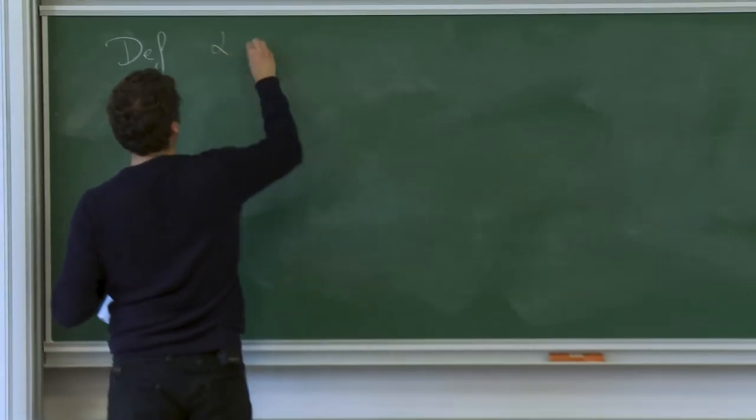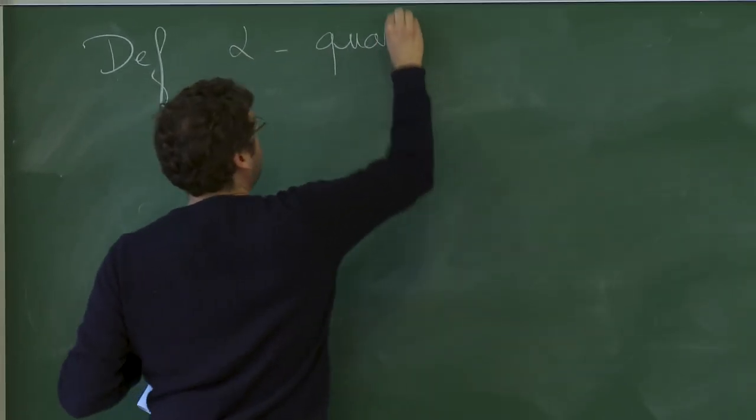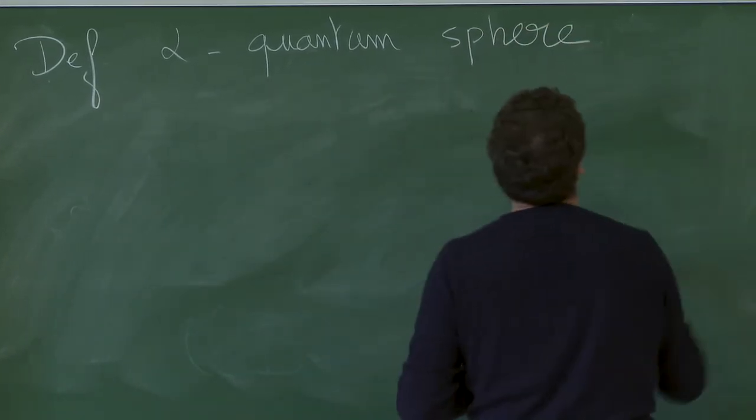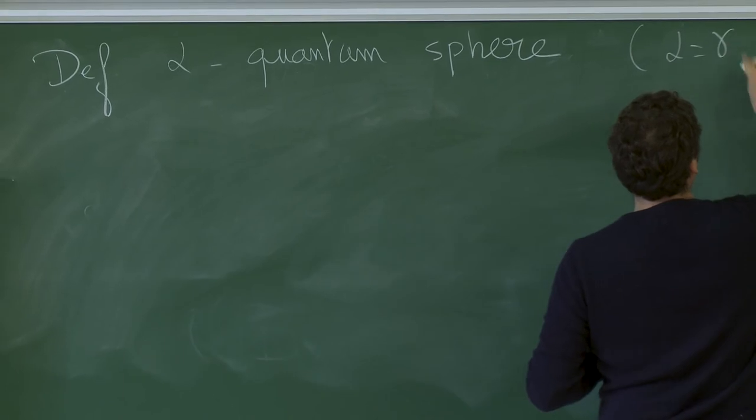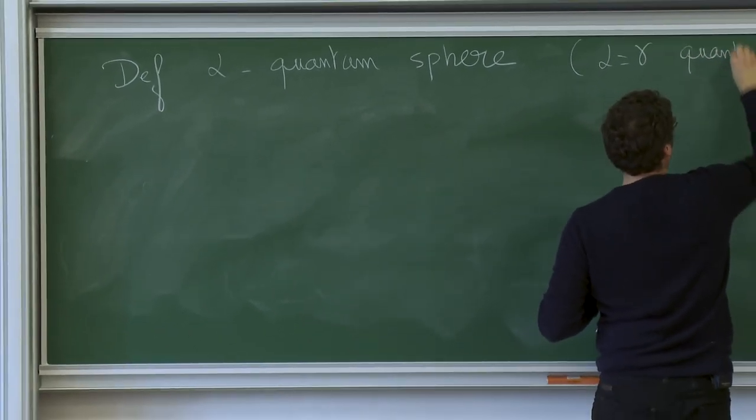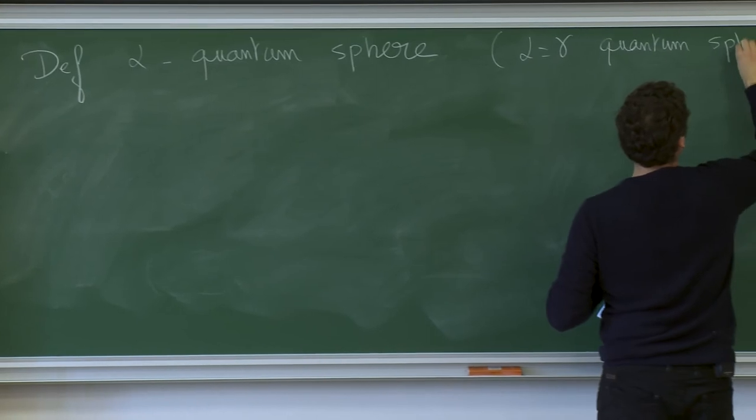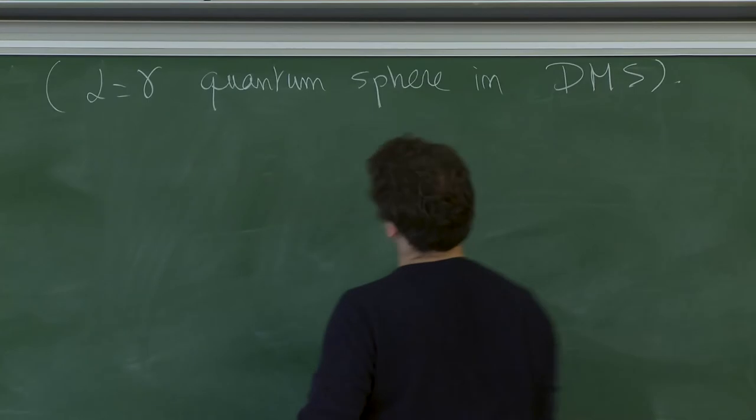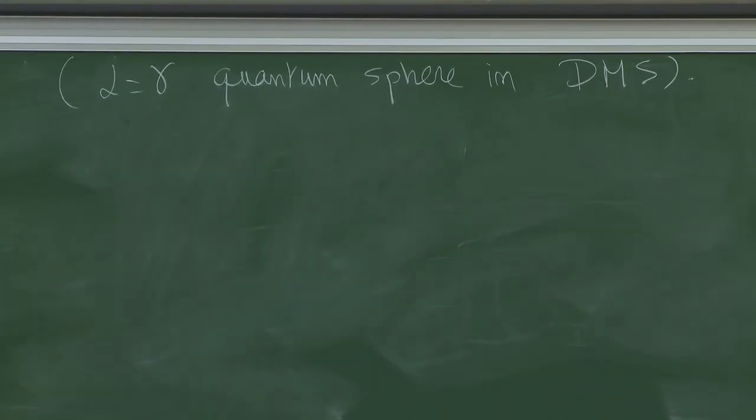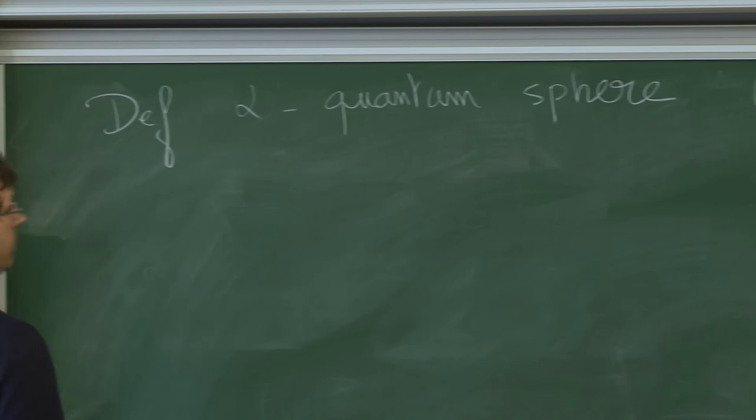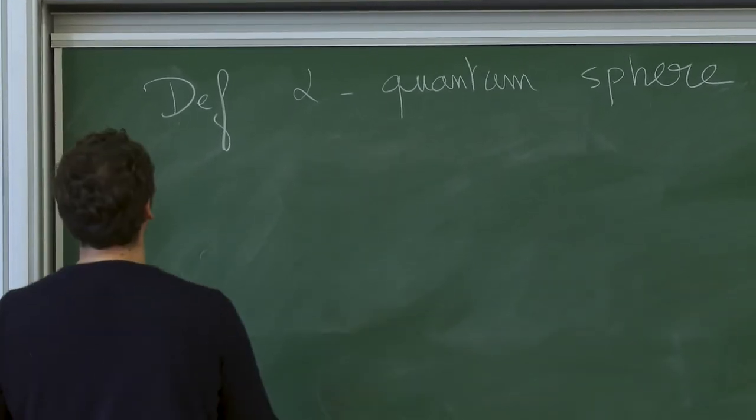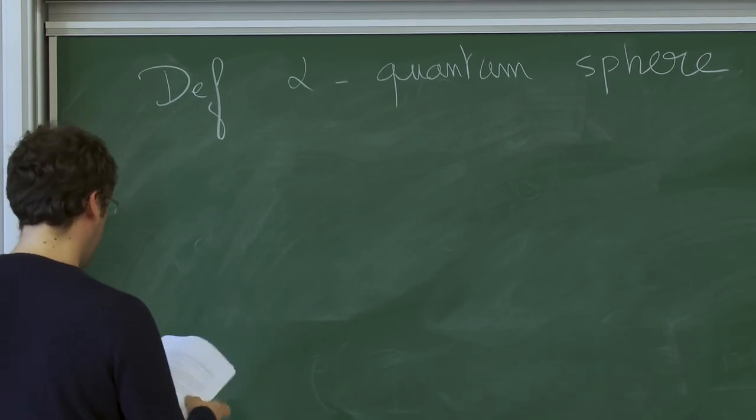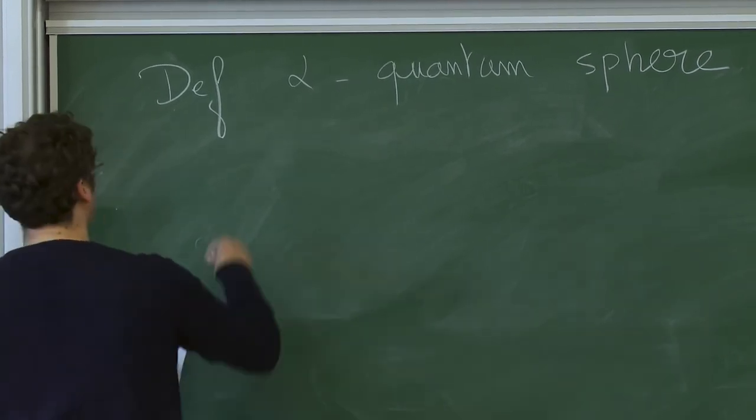So let me call this the alpha quantum sphere. Duplantier, Miller, Sheffield considered only the case alpha equals gamma, but the alpha quantum sphere is going to be the following random measure, defined up to translations and on the cylinder.